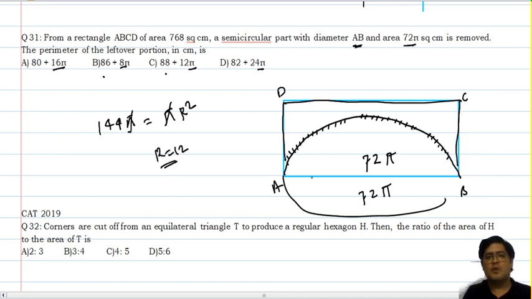If r is equal to 12, this is a semicircular part. So the perimeter will be half of the total. That will be pi into r. So this arc A and then up to B is 12 pi. Only option with 12 pi is C.